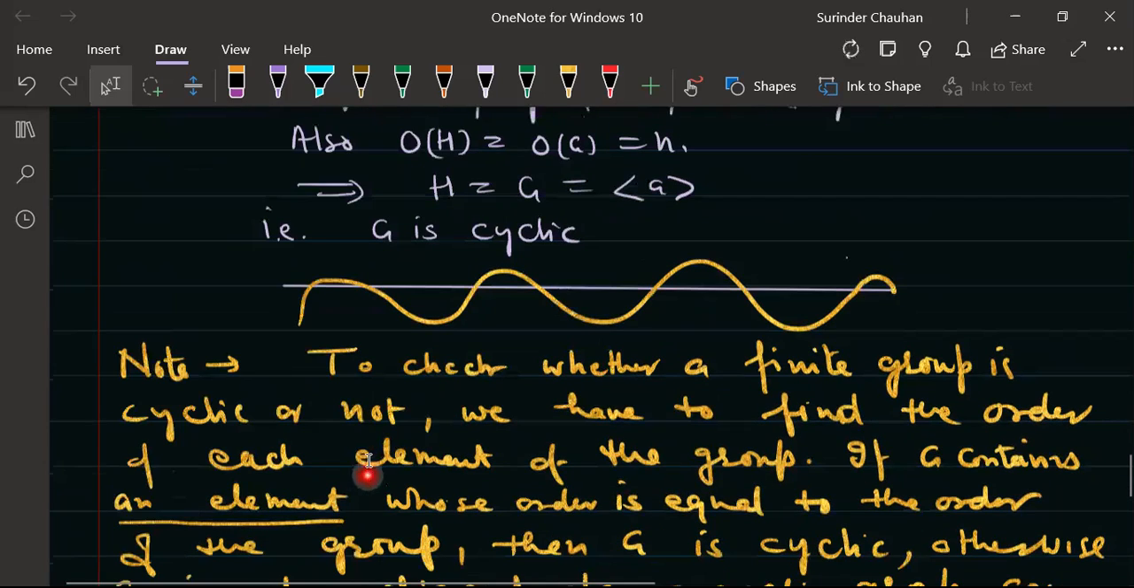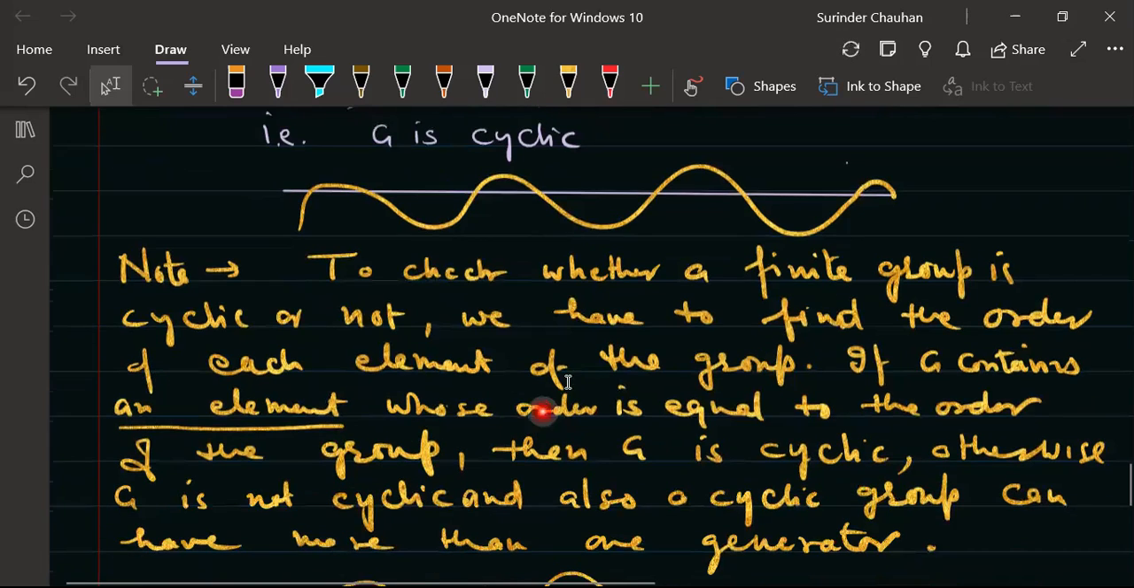Now a very important note: to check whether a finite group is cyclic or not, we have to find the order of each element of the group. If G contains an element whose order is equal to the order of the group, then G is cyclic. Otherwise G is not a cyclic group. Also, a cyclic group can have more than one generator. Thank you very much.